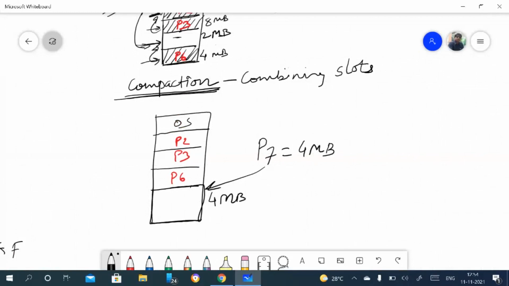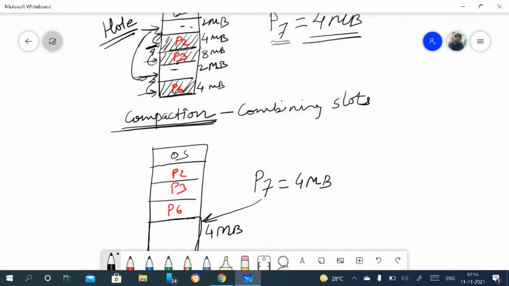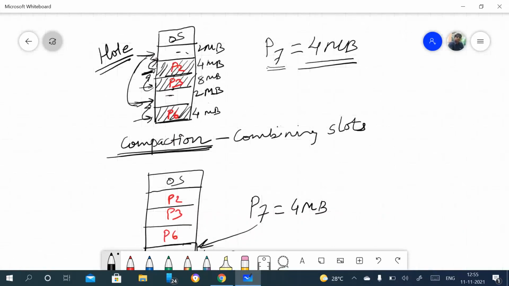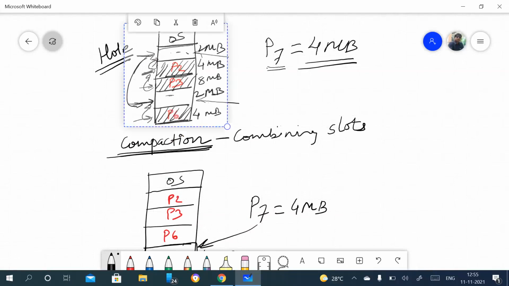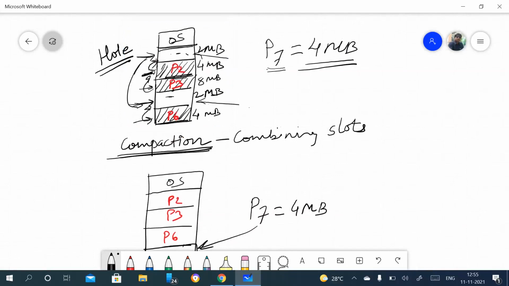This one? The first slot and the fourth slot. Can we combine this? Actually, combining is only on paper. What we are doing here is shifting. Suppose this P2 process is there, we are shifting 2 MB and 2 MB from this slot. So this much portion will be reserved for P2.